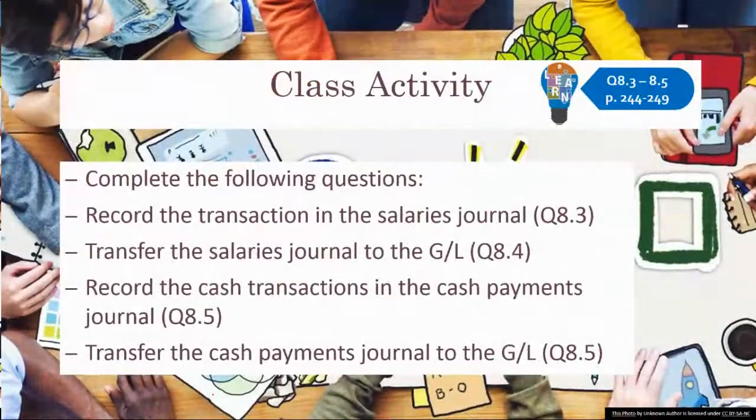Okay, so what we're going to do now in the session is work through question 8.3, where we do the salary journal. Then we're going to transfer the salary journal to your general ledger, which is question 8.4. And then 8.5, we're going to record the cash transactions, so the physical payments that occur. And then we are going to transfer that to the general ledger. So we're going to do the whole entire process in one question. Okay, let me just open the Excel file.